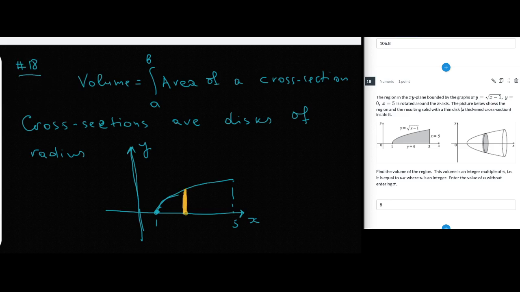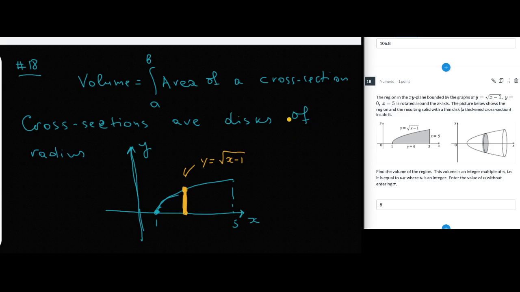a yellow. Now, what I'm showing here is the cross-section of the region that generates the solid. It's a vertical line segment that starts at the x-axis and ends on the parabola. Now the equation of the parabola is, remember, y equals square root of x minus 1. Now the cross-section of the solid by the plane x equals whatever that value of x is will be a disk, which is obtained by rotating this yellow line segment around the x-axis.